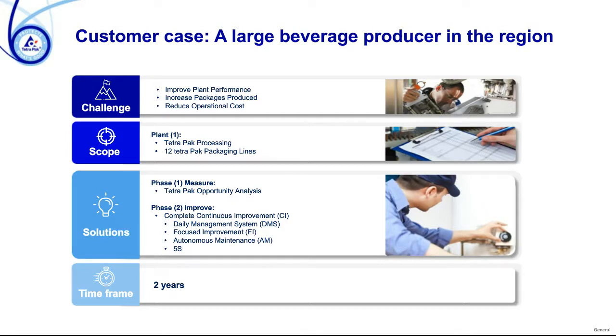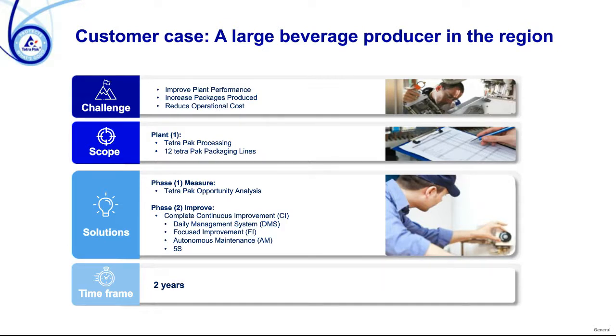The customer is a very big customer, has 8 plants of food manufacturing, including 2 plants for juice and milk, and they called it plant number 1 and plant number 2. There were some challenges at the customer side, and the customer himself asked us to do the following: to improve the plant performance, increase packages produced, reduce operational cost.